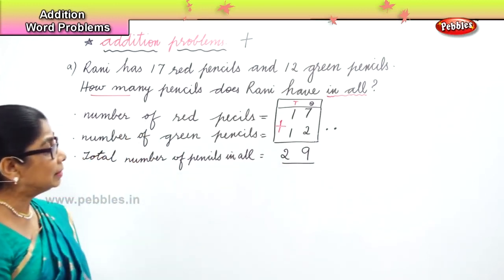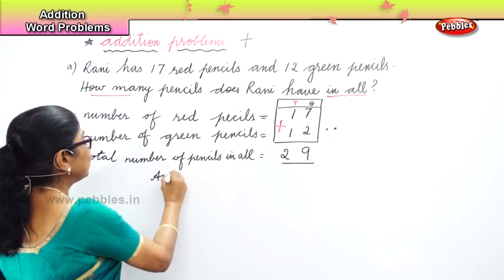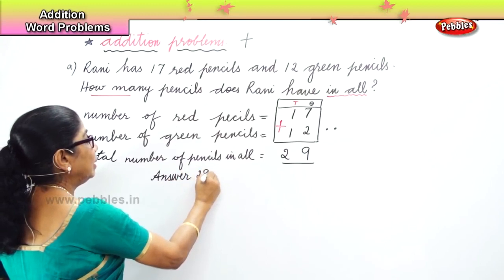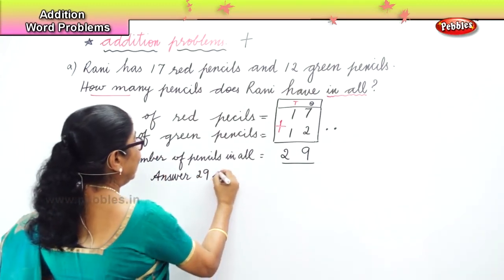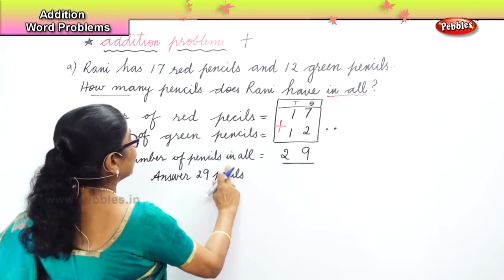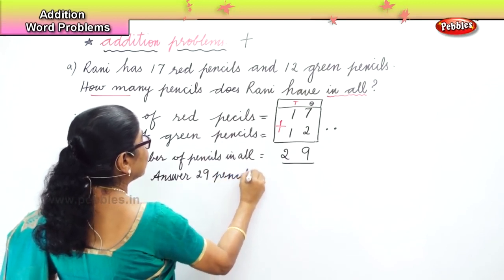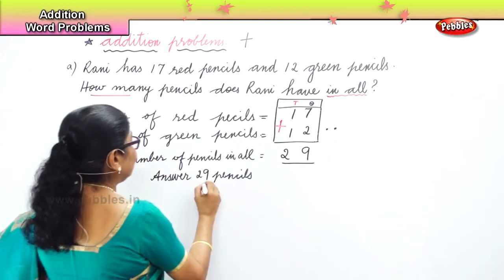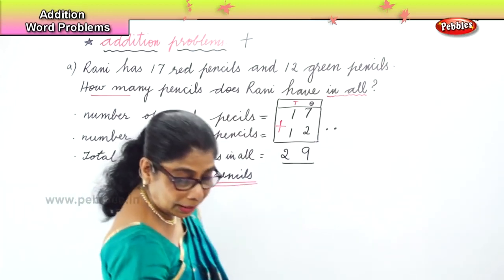What's the total number of pencils in all? What is your answer? The answer is 29 pencils in all. So what is the answer? 29. This is the answer, and you draw a double line.